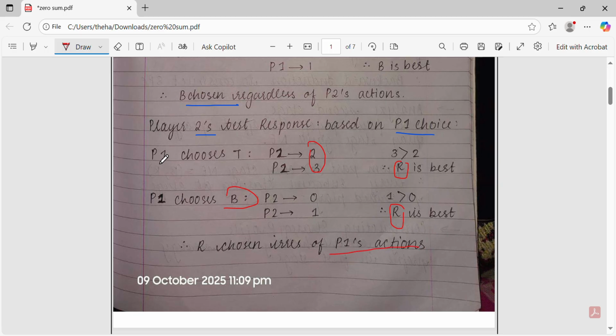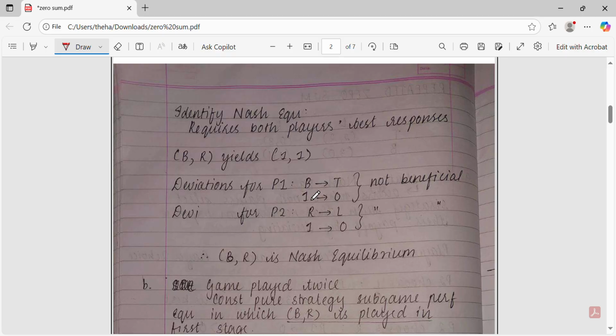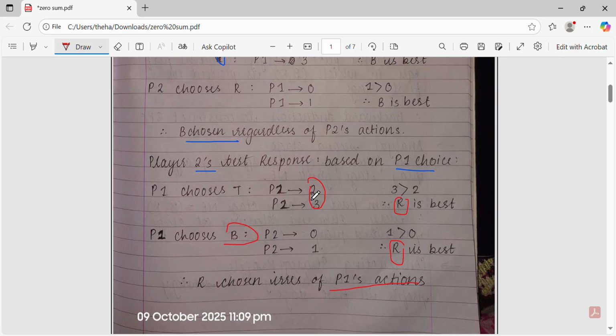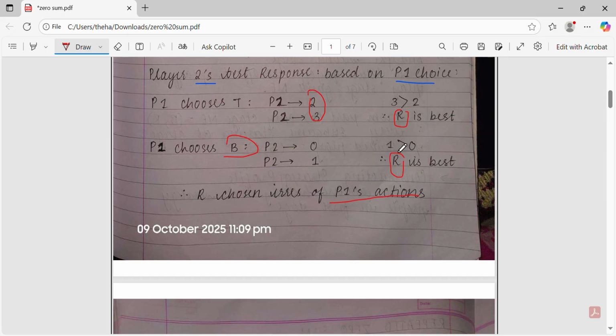So P1 can choose T, or P1 can choose B. The better option for player P2 is to choose R. Next, both have chosen their best case scenarios. For player 1, it is B, and for player 2, it is R.